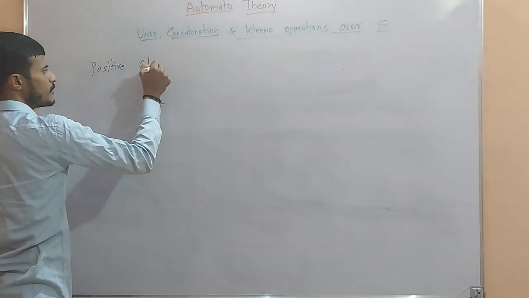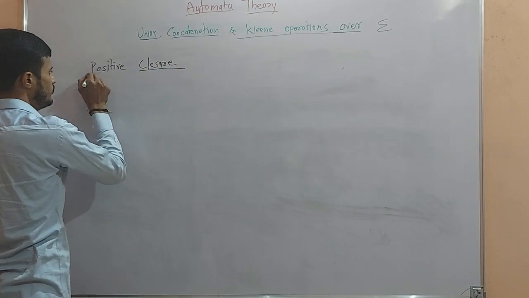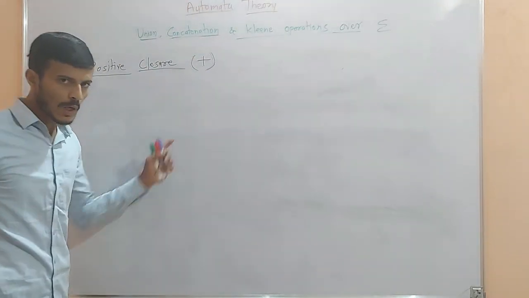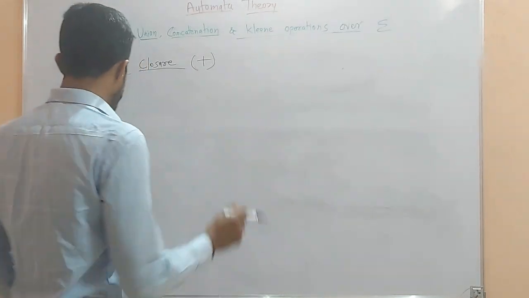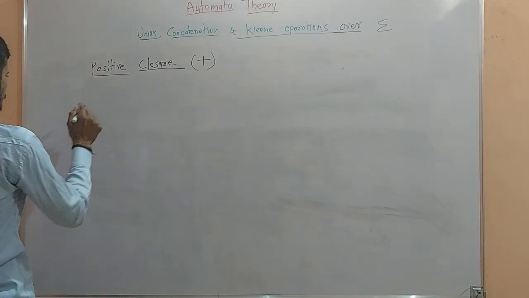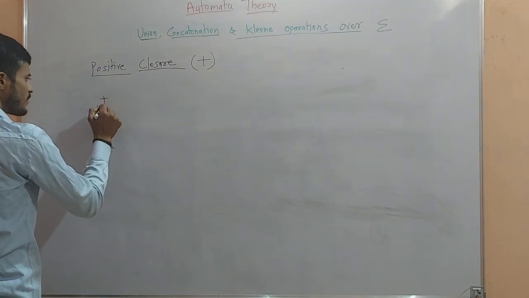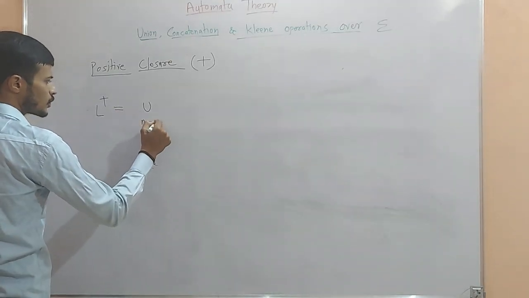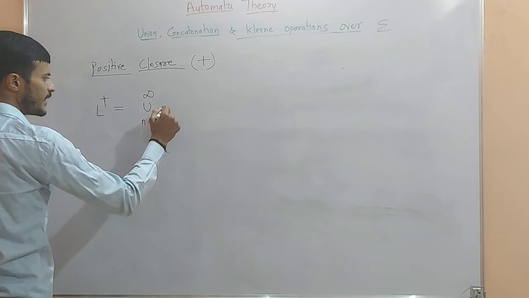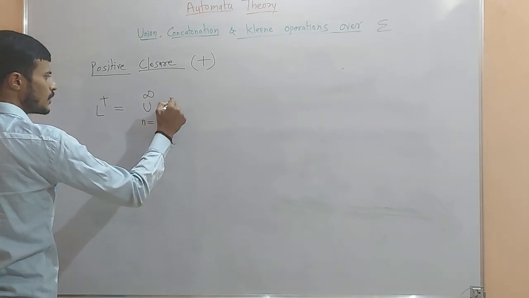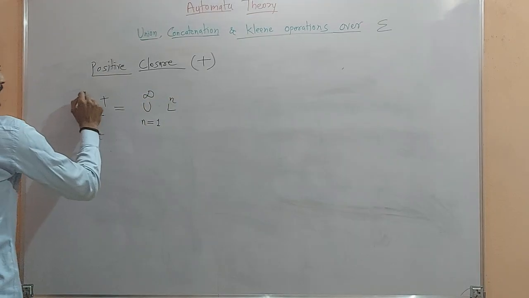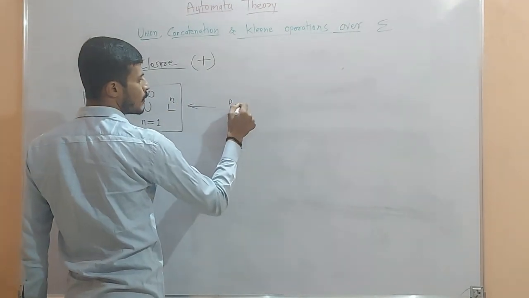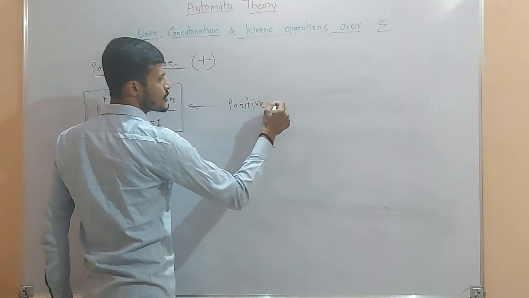positive closure, which is denoted by the unary plus sign. Okay, so what is meant by positive closure? L plus is equal to the union of L raised to n, for n equals 1 to infinity. So that is nothing but positive closure.